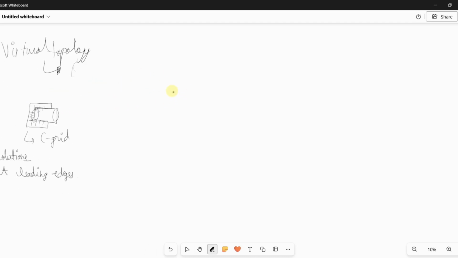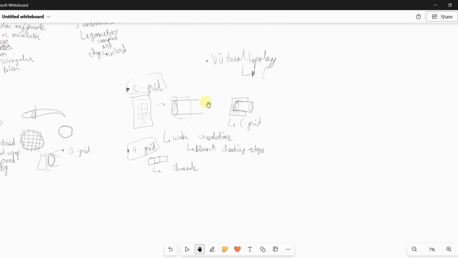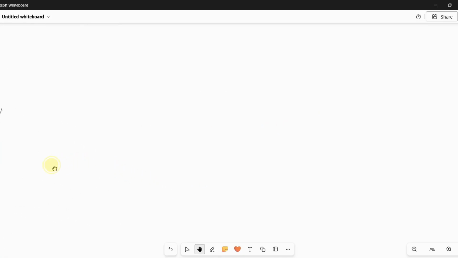So as I've given the example, for an airfoil or anything like that, you can use an O grid. Then if you are resolving a wake, or if you have leading edges or a cylindrical pipe, then you can use a C grid, and then H grids are used for channels. So yeah, that is all about your meshing types.